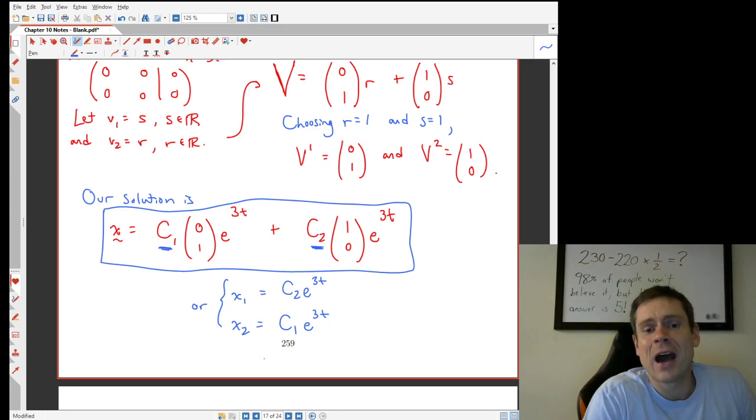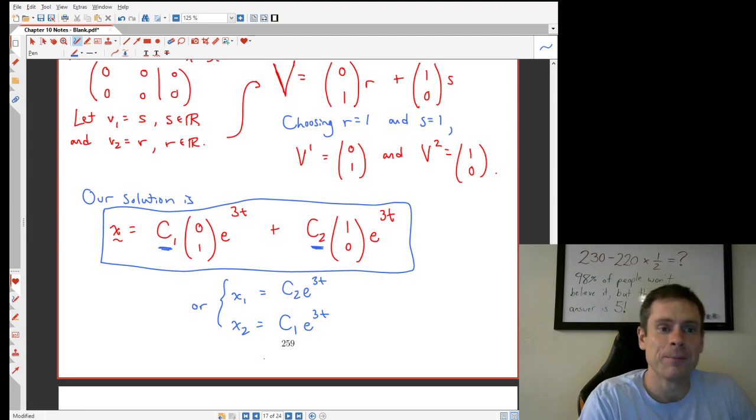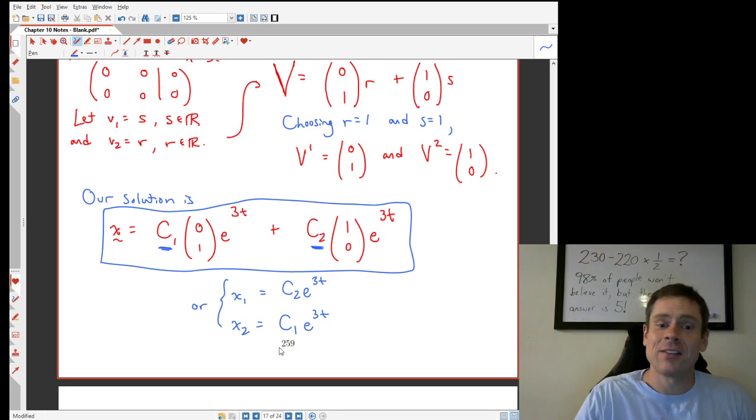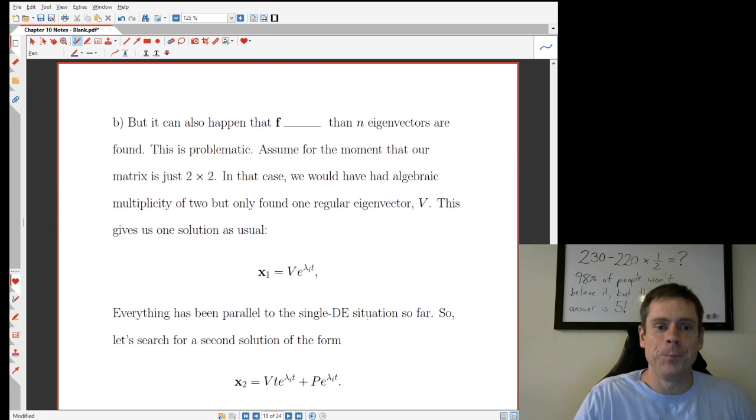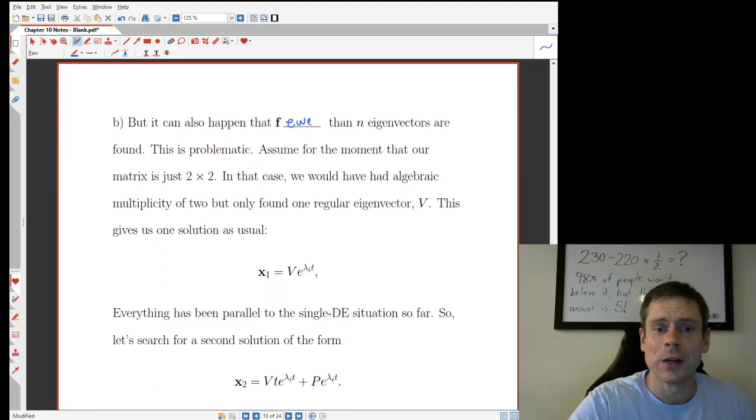And yeah, that's kind of how it goes. It's actually a very simple case. You just kind of have to know what to expect in order to tackle it properly. So it begs the question, what happens when you don't have that? What happens when you don't find multiple eigenvectors? And that is certainly possible as well. So it can also happen that fewer than n eigenvectors are found. It's problematic, but only because we don't really know what kinds of solutions to search for.